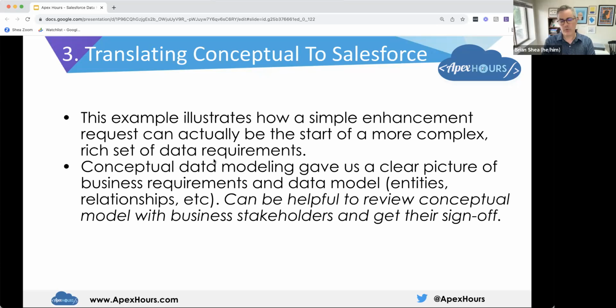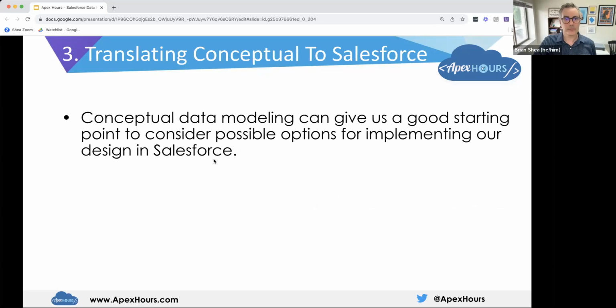And I've worked with other business stakeholder groups that are less comfortable with it and feel like it's sort of too technical or too abstract or conceptual. Where possible and where reasonable, it's great to review it with them, and it's great to get their sign off if possible. And as I mentioned before, a conceptual data model gives us a great starting point to consider options and trade-offs.